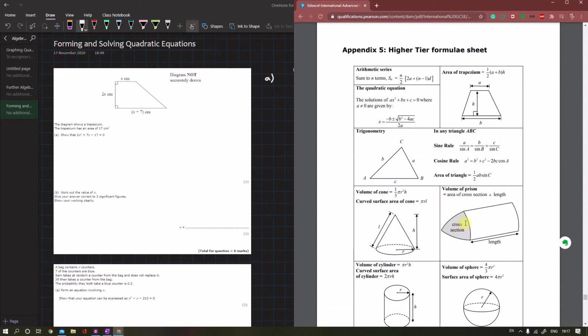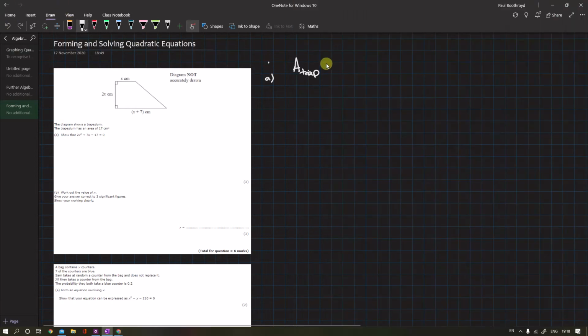I think I've already shared it with you, but I'll attach it to today's lesson as well. So we need the area of a trapezium is a half of the two parallel sides added together, and then multiplied by the height. Again, there's the quadratic formula for us, so we don't have to remember that. So what we can do is we're going to apply that formula in our situation.